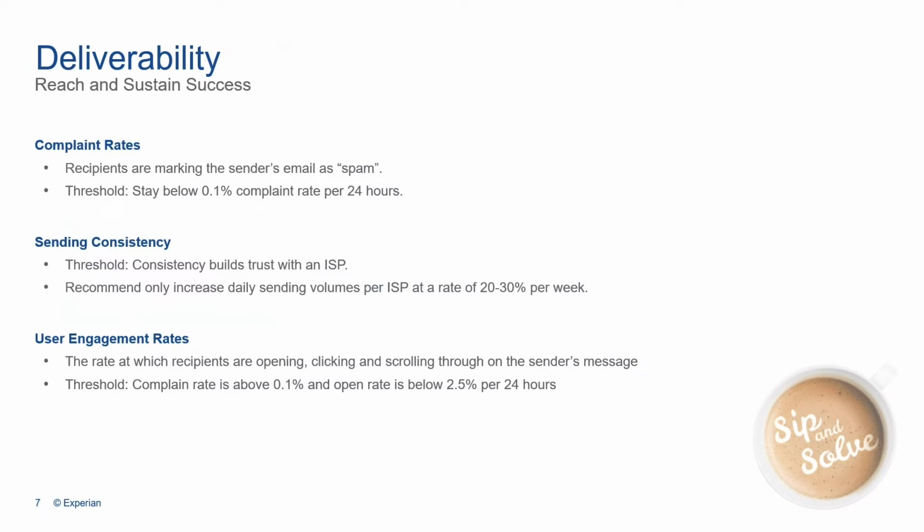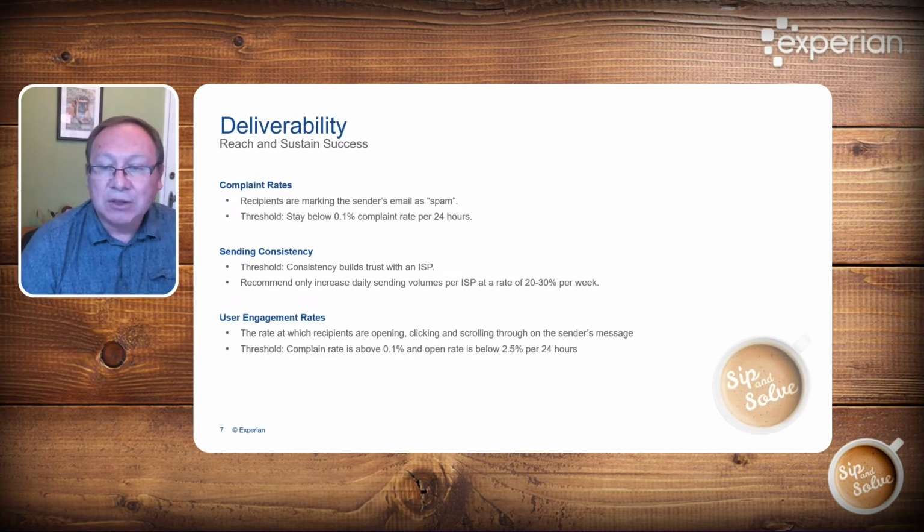The first one to think about is the complaint rates. So this is the amount of times that the recipient marks the sender's email as spam. And the metric here is that each sender's mail is required to stay below 0.1% complaints in 24 hours. So that's basically 1 in every 1,000 messages. Sending consistency. How consistent is the email volume and frequencies going out from the sender? And an area to think about is that the recommendation is to only increase the daily sending volumes per ISP at a rate of about 20 to 30% a week.